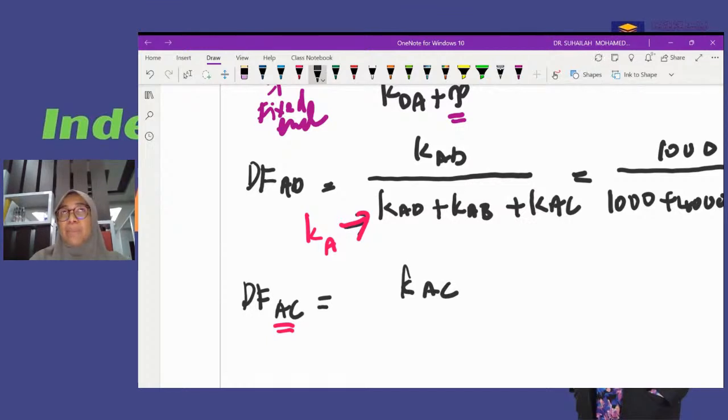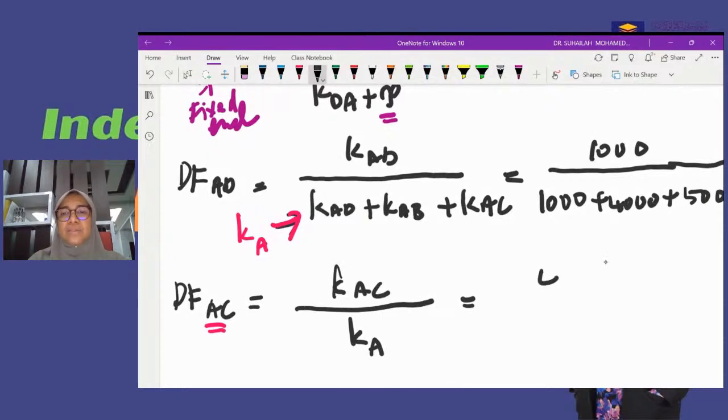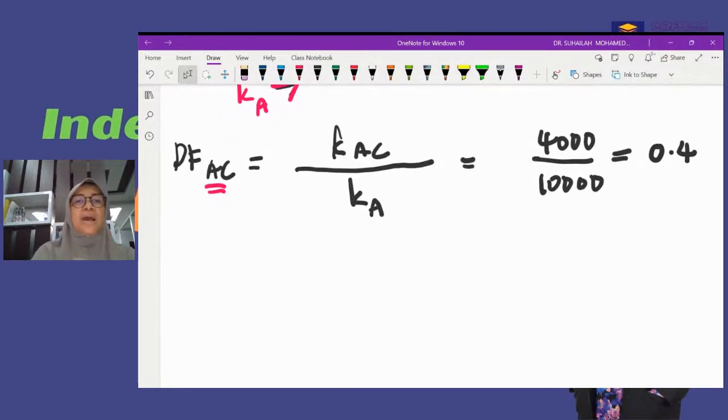For member AC, it will divide by KA. KA is 4,000 divided by 10,000, so this is equal to 0.4.